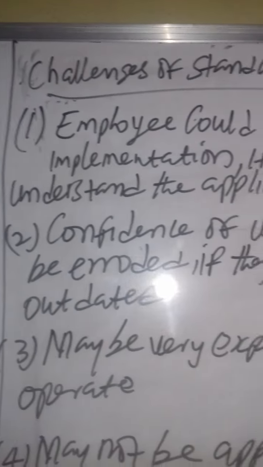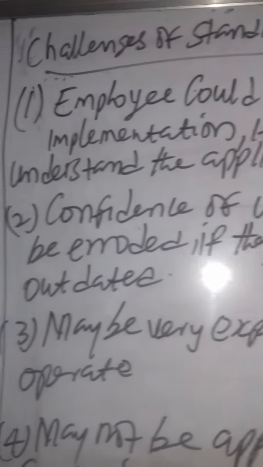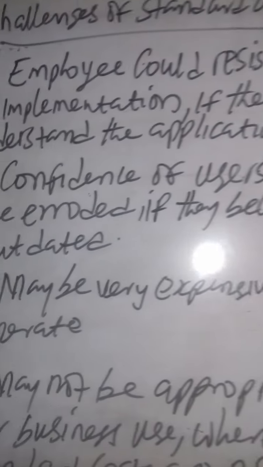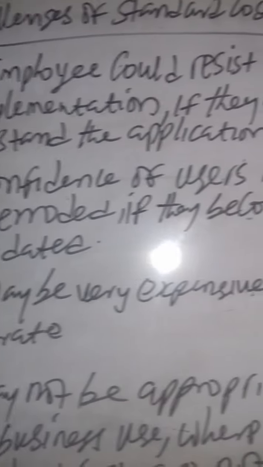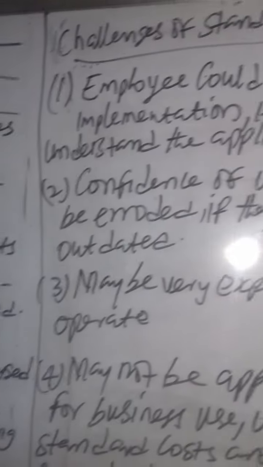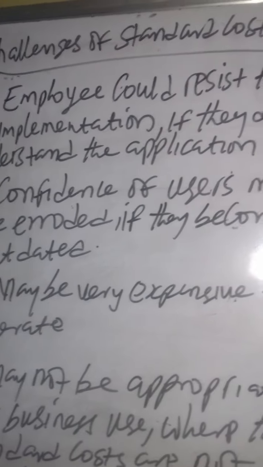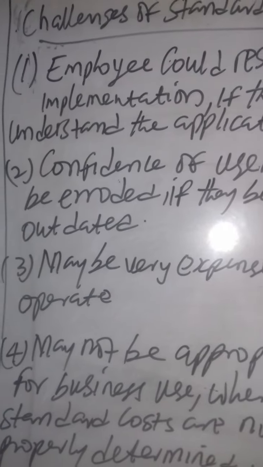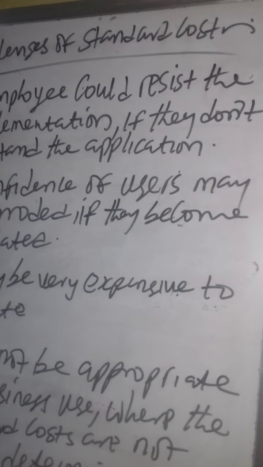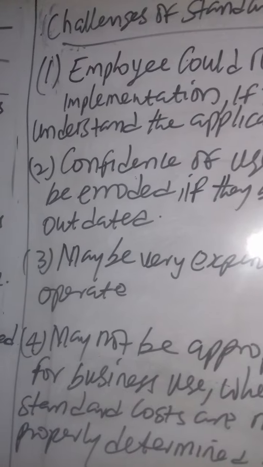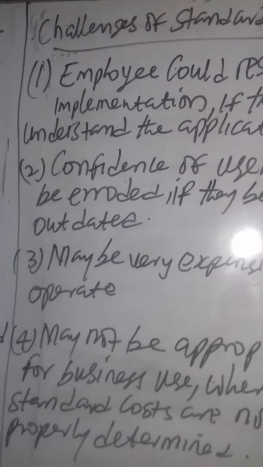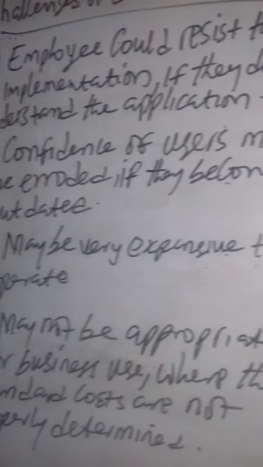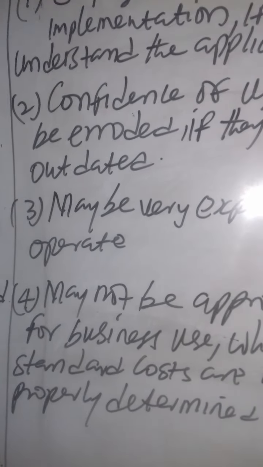Challenges of standard costing. Number 1, employees could resist the implementation of standard costing in their organization if they do not understand the application. Very, very key. A number of companies are not applying standard costing because the employees are not ready to implement because of the complexity of it. They may not understand, probably the consultant or the manager in charge also could not impart correctly the simplicity of it.